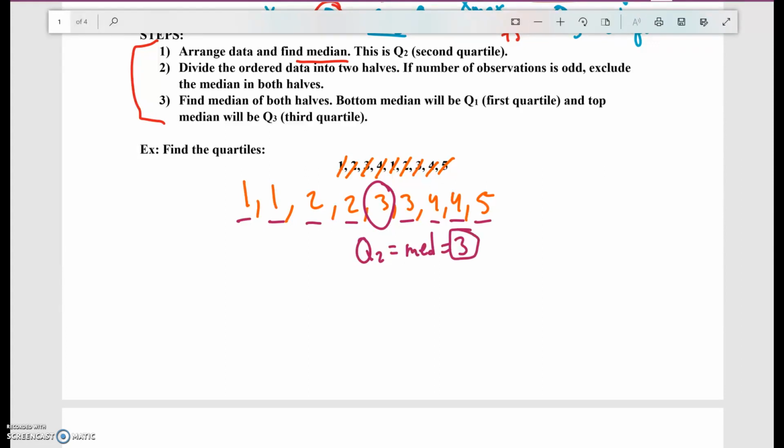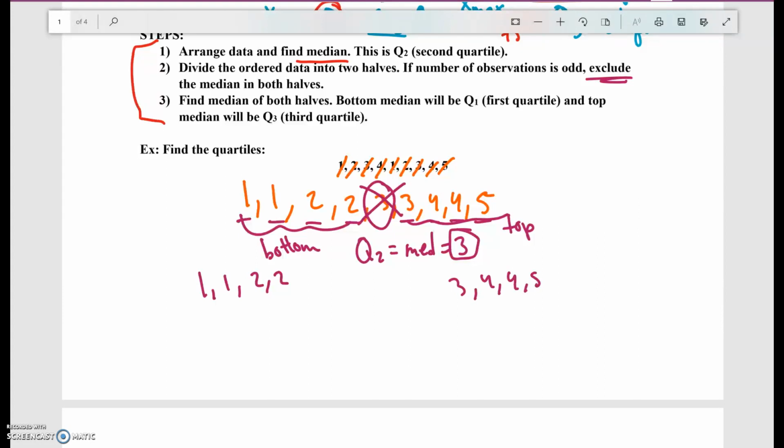Now we're going to divide the data into two halves. Notice that the number of observations is odd, because we have 1, 2, 3, 4, 5, 6, 7, 8, 9. So we have 9, which is an odd number. So we're going to exclude the median in both halves. I'm not going to include it. Now this is going to be my bottom half, and this is going to be my top half. So we have 1, 1, 2, 2, and then 3, 4, 4, 5.